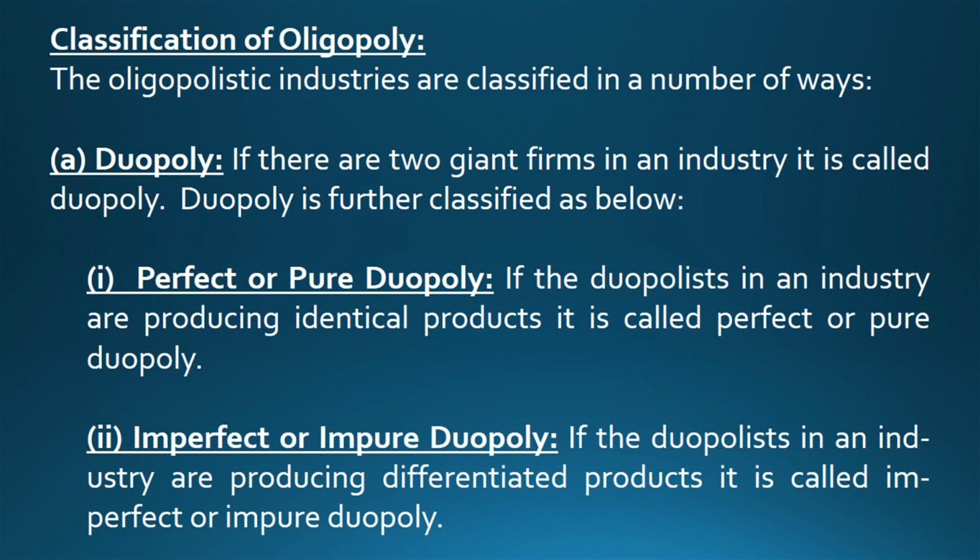Classification of oligopoly. The oligopolistic industries are classified in a number of ways. A. Duopoly. If there are 2 giant firms in an industry, it is called duopoly. Duopoly is further classified as below. 1. Perfect or pure duopoly. If the duopolists in an industry are producing identical products, it is called perfect or pure duopoly. 2. Imperfect or impure duopoly. If the duopolists in an industry are producing differentiated products, it is called imperfect or impure duopoly.